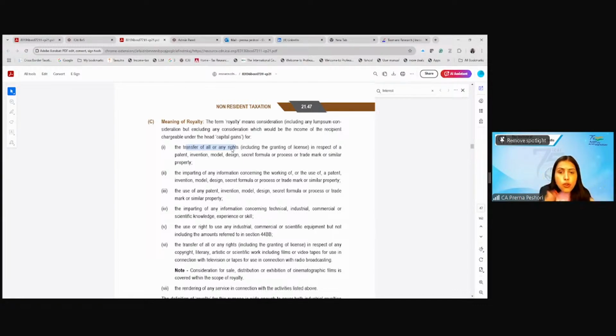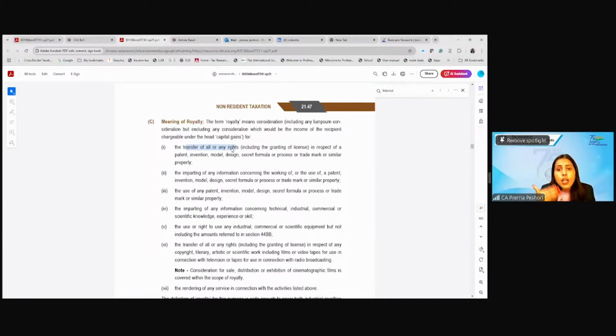Next one, use or right to use any industrial, commercial or scientific equipment. So let's say for example, if a company has a machinery, a highly technical machinery, and it is giving this machinery to use it for the purpose of manufacturing, whatever payments will be made is nothing but royalty. I'm not selling those machinery to you. I'm allowing you to use this equipment for a limited time and then return it to me back. Basically, you're going to give me the rent for that equipment.